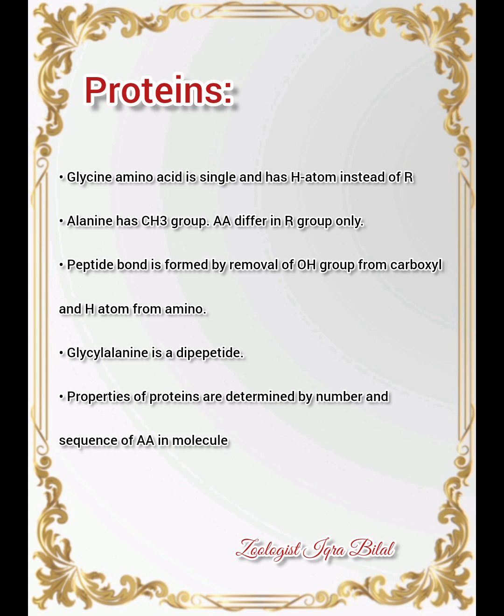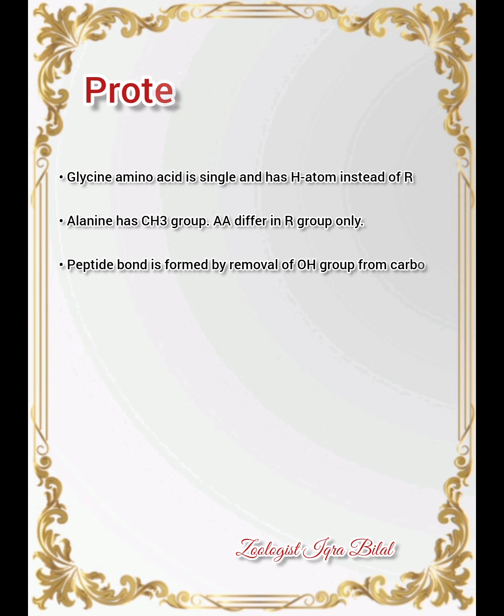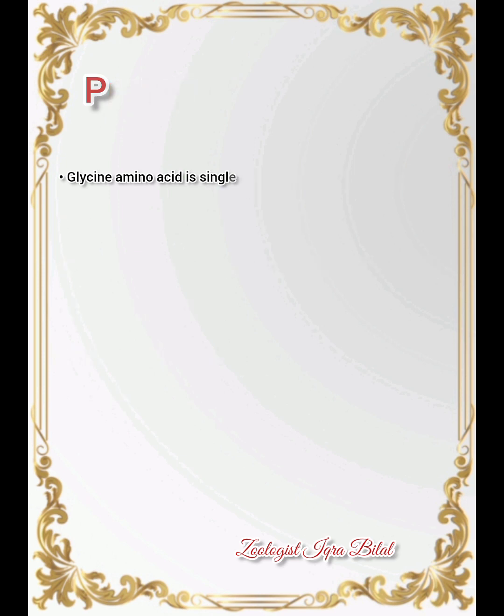A peptide bond is formed by removal of the OH group from the carboxyl group and a hydrogen atom from the amino group. Please remember, it is a very important MCQ. Glycyl alanine is a dipeptide, meaning it has two amino acids. Properties of proteins are determined by the number and sequence of amino acids in the molecule. So, on which factor do properties of proteins depend? The number and sequence of amino acids in that molecule.